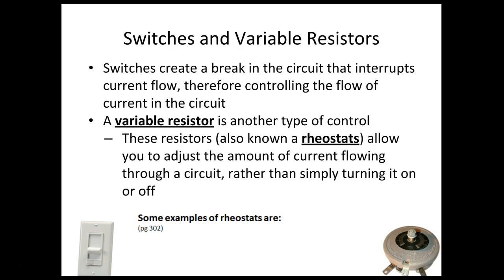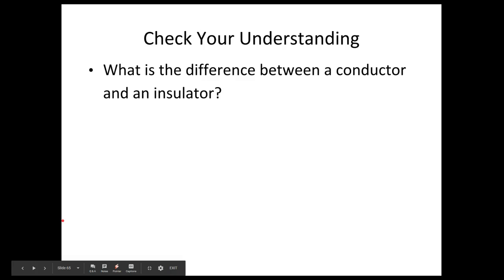So there may be some cases where we want more flow or less flow, and that might have to do with thinking about a light, for example. If we want a brighter light, we may want to have more flow, and so we're going to use a rheostat to control how much flow we have going to that light bulb on our circuit. Take some time after we're finished with this video and go and have a look at page 302 for some examples of rheostats and where you might find them in your daily lives.